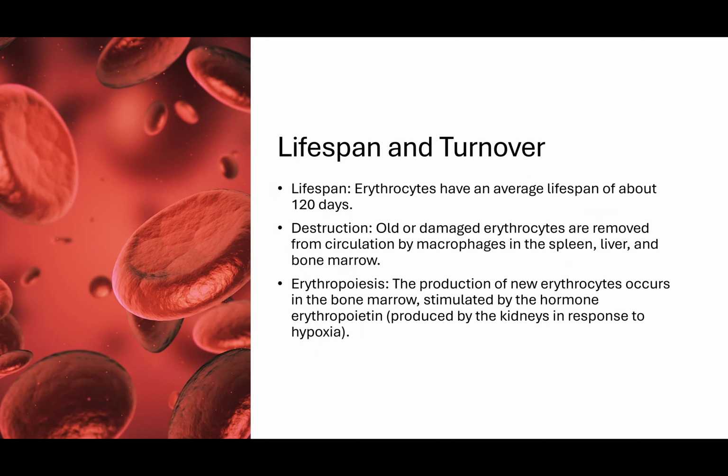The lifespan and turnover: the lifespan of an erythrocyte is about 120 days. Old and damaged erythrocytes are usually removed by macrophages in the spleen, liver, or bone marrow. And then we have erythropoiesis, the production of new erythrocytes occurring in the bone marrow, stimulated by the hormone erythropoietin, produced by the kidneys in response to hypoxia. So we know that red blood cells are produced within the bone marrow, and their lifespan is around 120 days.